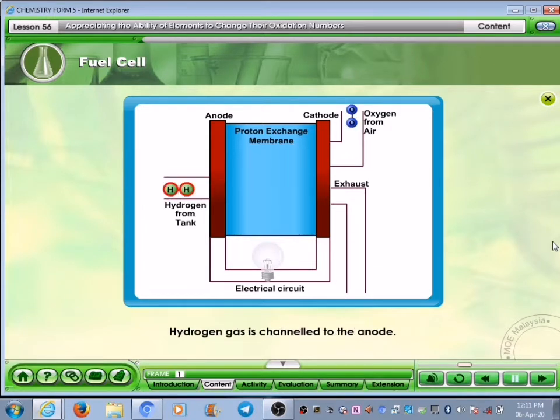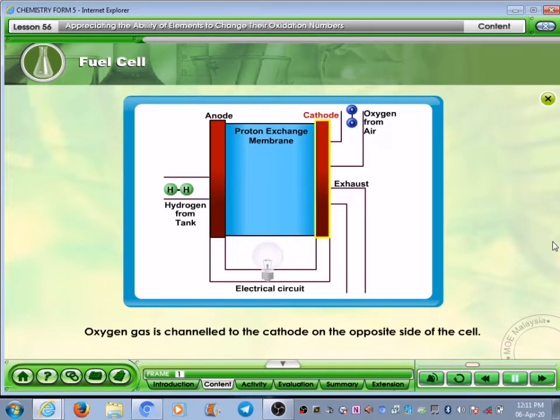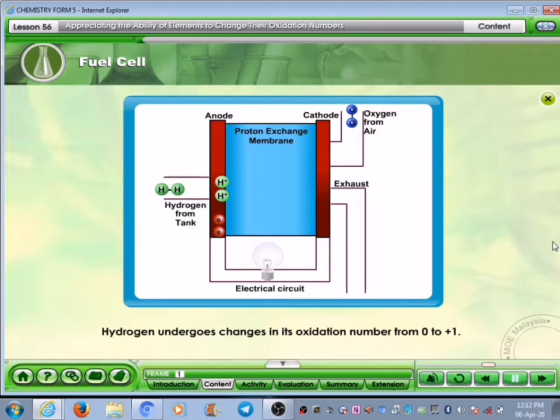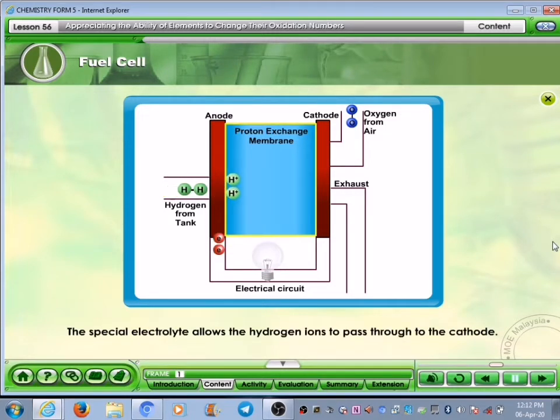Hydrogen gas is channeled to the anode. Oxygen gas is channeled to the cathode on the opposite side of the cell. The platinum catalyst at the anode causes the hydrogen to split into hydrogen ions and electrons. Hydrogen undergoes changes in its oxidation number from 0 to +1. The special electrolyte allows the hydrogen ions to pass through to the cathode.